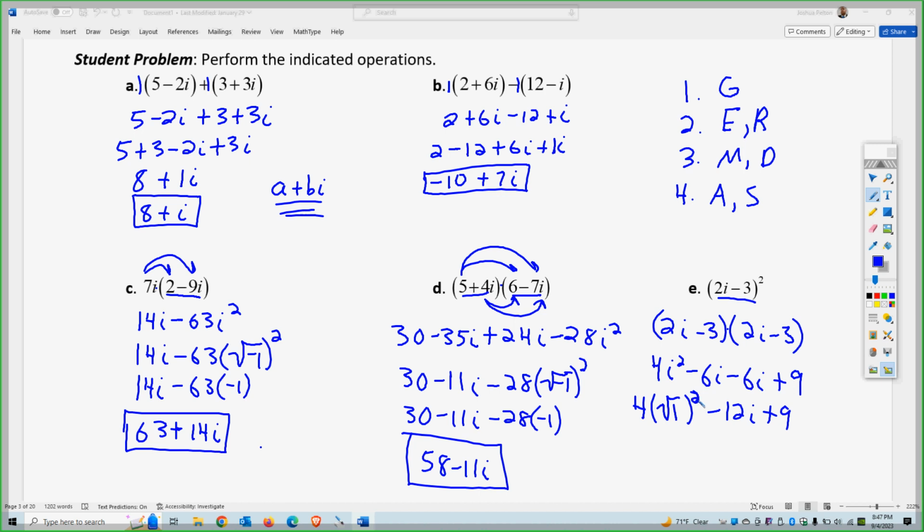All right, so I really get, whoops, that's the square root of negative 1. What am I always doing there? There we go. So we have 4 times negative 1 minus 12i plus 9. All right, so we can finish the adding. So that's really negative 4 plus 9, right? So 5 minus 12i.